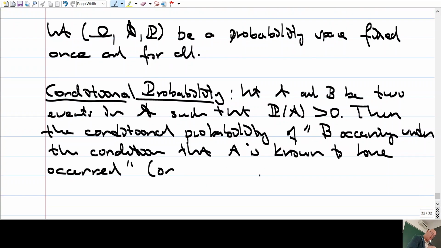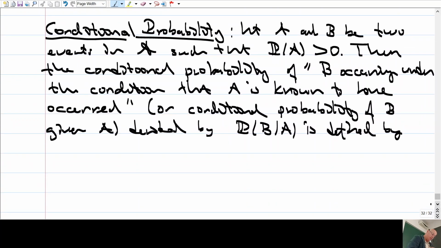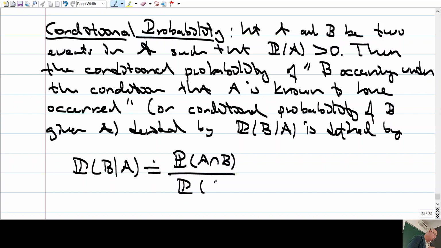Or another name for this is the conditional probability of B given A, denoted by P(B|A). This notation is defined by the following formula: the probability of B given A is the probability of the intersection divided by the probability of A.